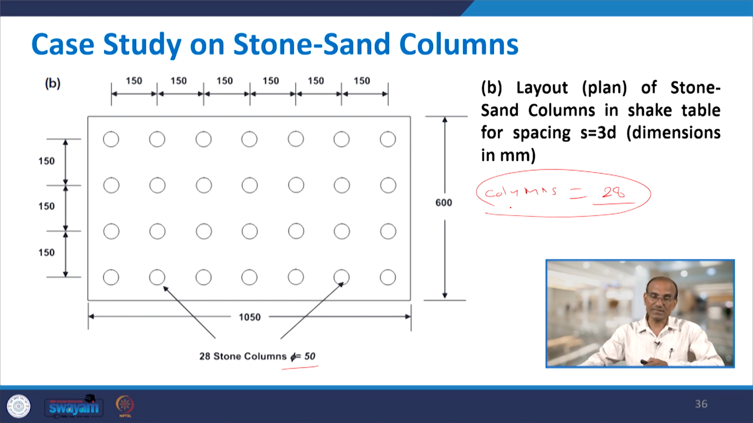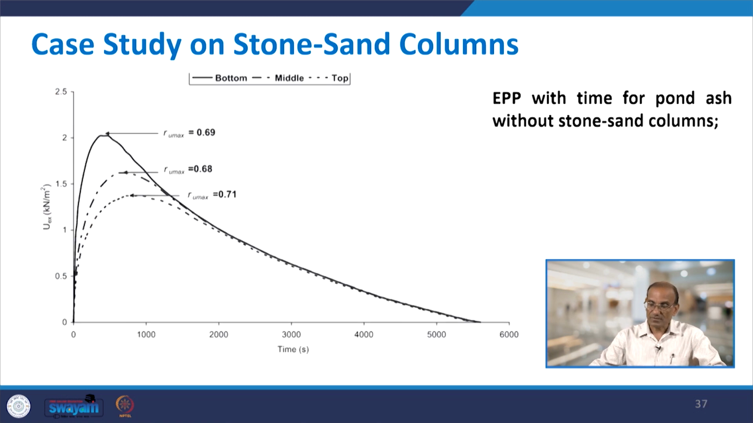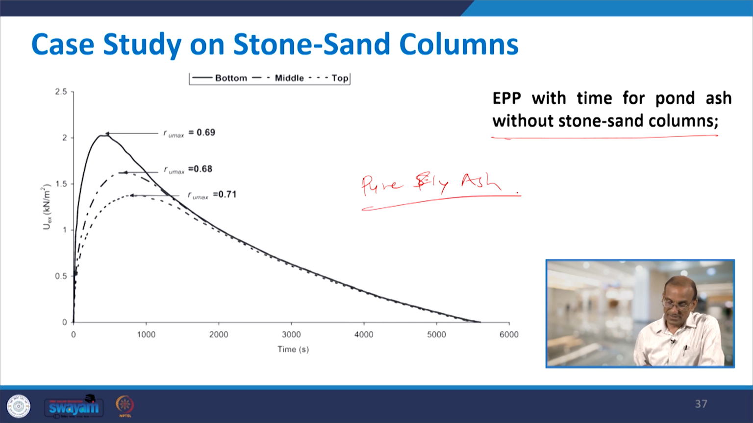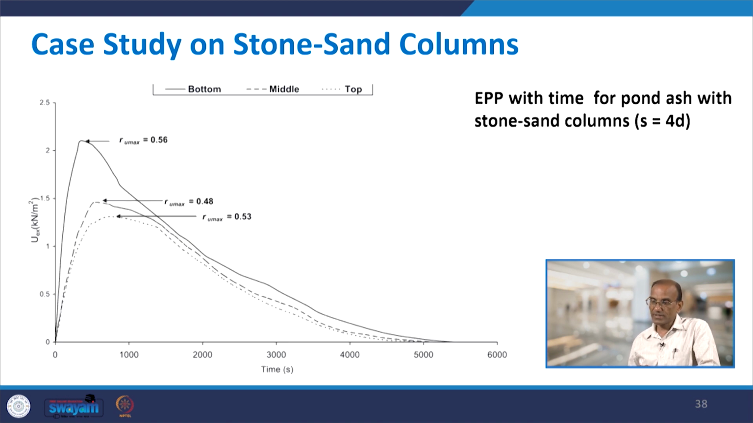So, now see what is the effect when you increase the number of columns on the results. We are going to see it. This is the excess pore water pressure with time for pond ash without stone sand columns, that is pure pond ash. You could see at the top point you get the maximum pore water pressure, RU max 0.71, 0.68, 0.69. So, we are interested in the maximum value. RU max is 0.71, and when you install stone columns with 4D spacing, then this value 0.71 comes down to 0.53.